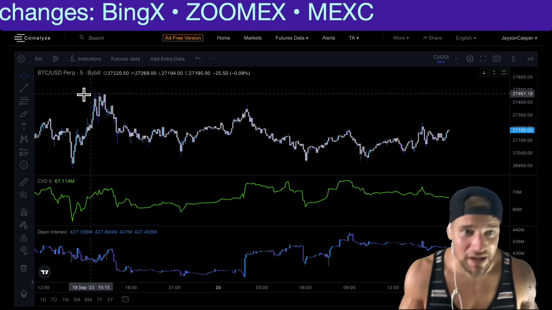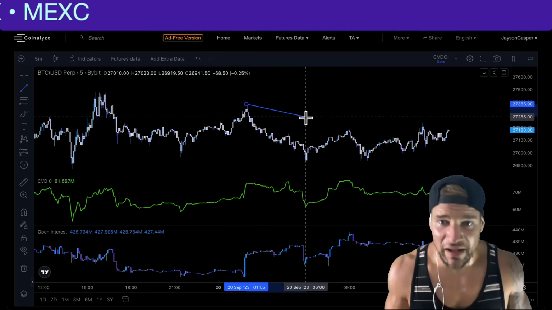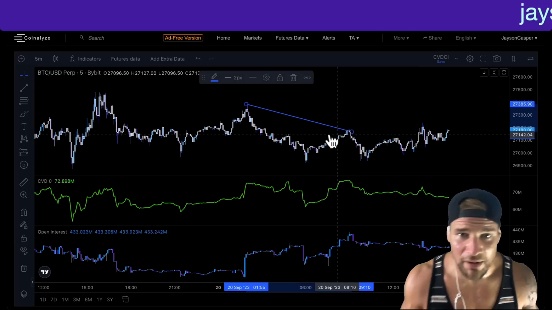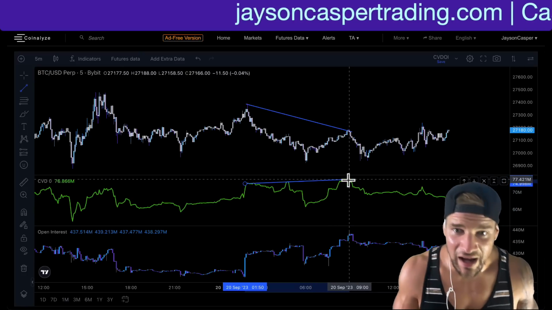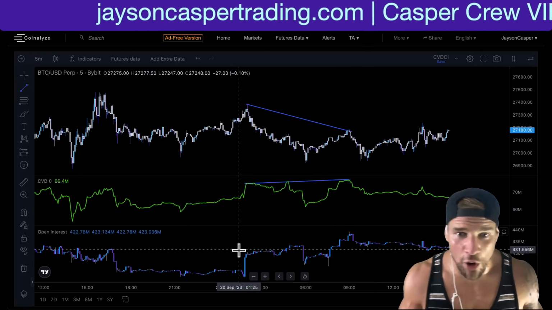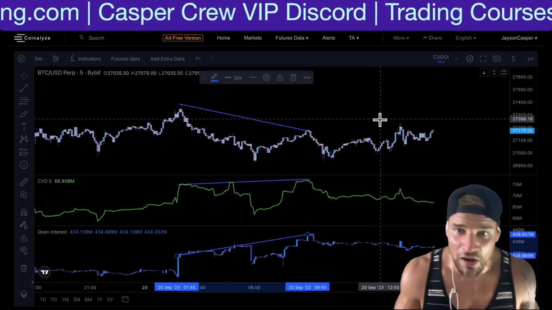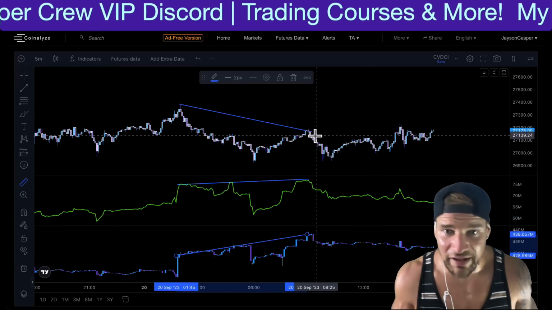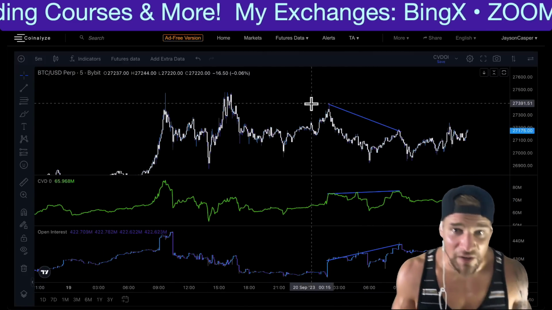Aha, I see another example right here. Look at this. All right, so we saw price making a lower high right about here. And we saw the CVD making a higher high. And we saw the open interest also making a higher high. Now, what happened here? We got a move to the downside of about 1%. Now, again, this is the 5-minute time frame.